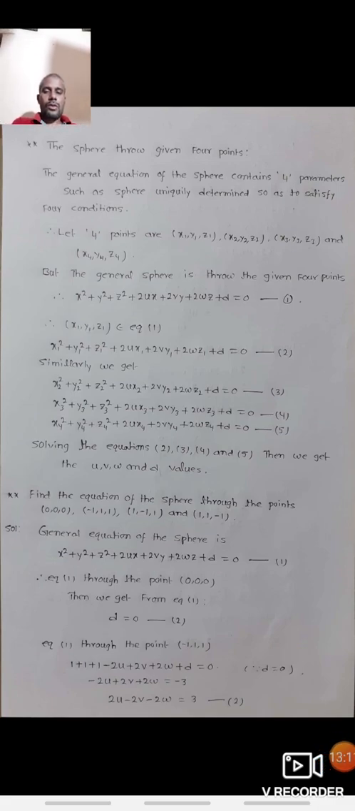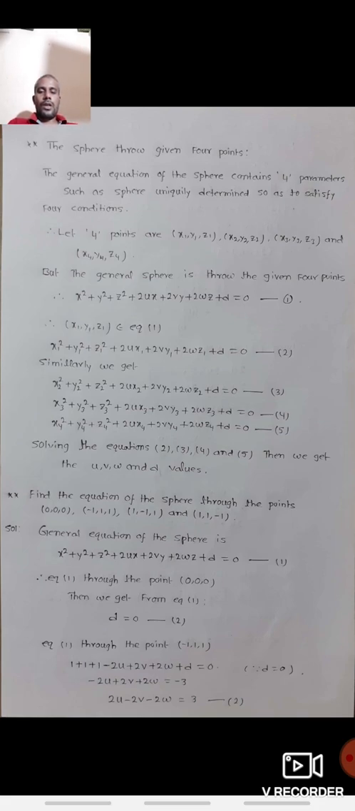Now we have to solve this type of problem. Find the equation of the sphere through the points (0, 0, 0), (−1, 1, 1), (1, −1, 1) and (1, 1, −1). In this problem, 4 points are given and we are asked to find the equation of the sphere. We know the general equation of the sphere is x² + y² + z² + 2ux + 2vy + 2wz + d = 0. Let us take it as equation 1.